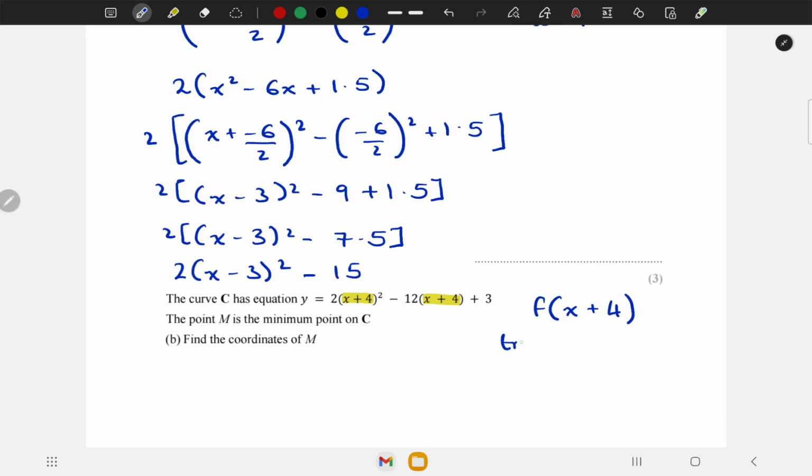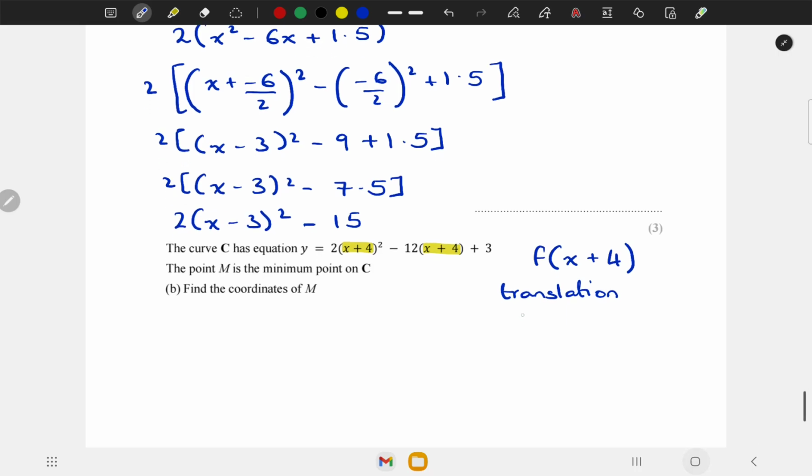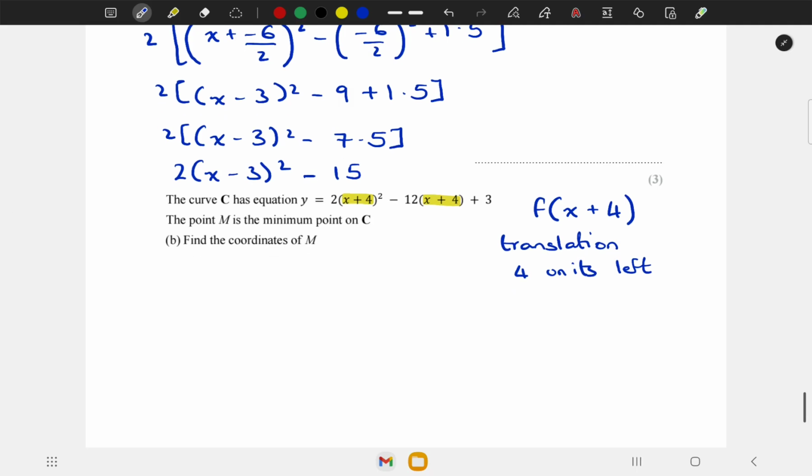This is simply telling you that you are dealing with a translation. Remember, because it is inside the bracket, it is affecting the x coordinate, and it means you're moving 4 units to the left. So I know that's what I'm supposed to be doing. But to find the coordinate, I would first need to know the coordinate of the turning point in the initial equation, which I can find using this here. Those are the coordinates of the turning point of the original curve. Whatever's in the bracket, you negate. So this becomes a positive 3, and outside the bracket remains the same, which is a negative 15.